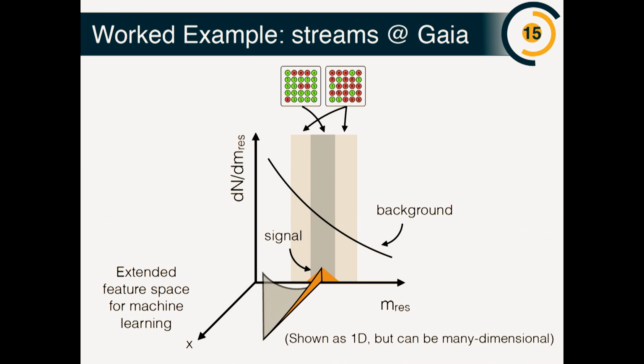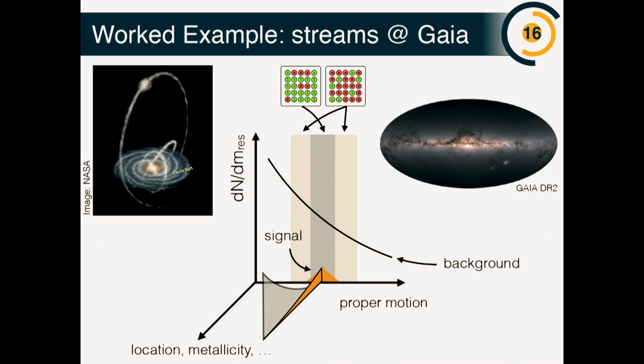In the context of stellar streams, here are some pictures of stellar streams. Because all the streams are basically the remnants of protogalaxies, and all the stars in the stream came from the same protogalaxy, they're moving with roughly the same proper motion. So proper motion is like a resonant feature. In that sense, I'm looking for an overdensity in proper motion of stars that otherwise look similar. The other dimensions I can use would be the location in the sky, metallicity, all those kinds of things. This is the example I'm going to give.